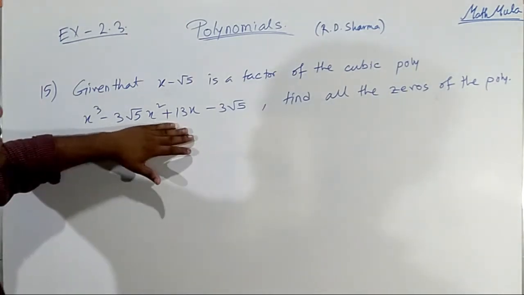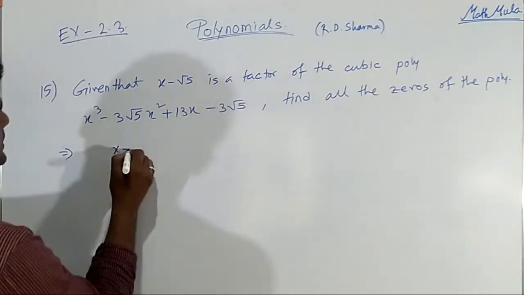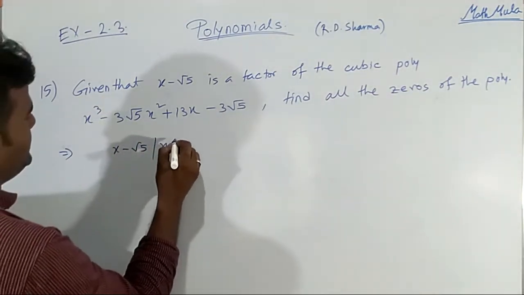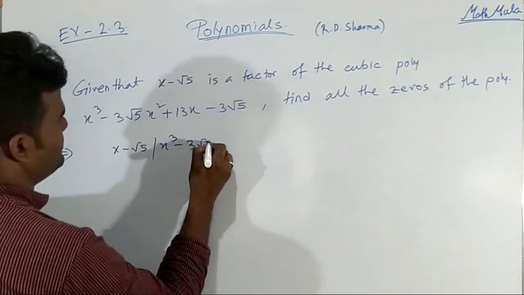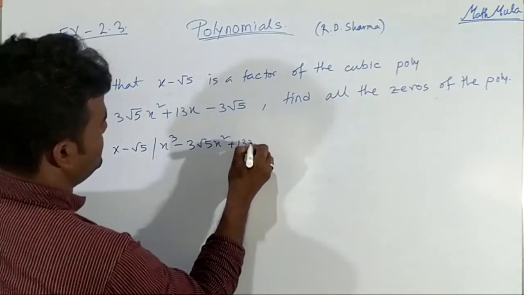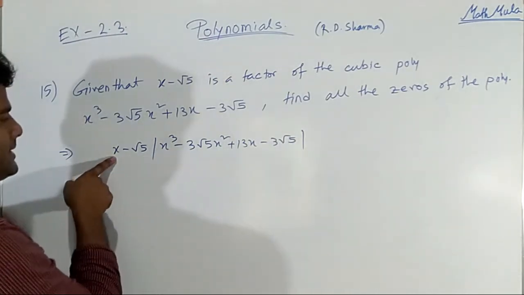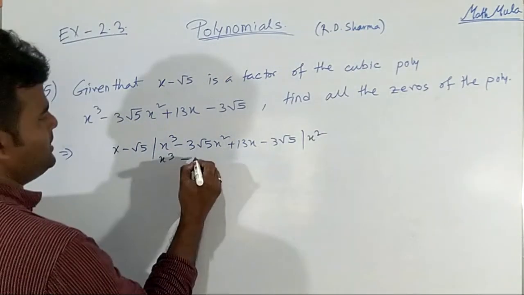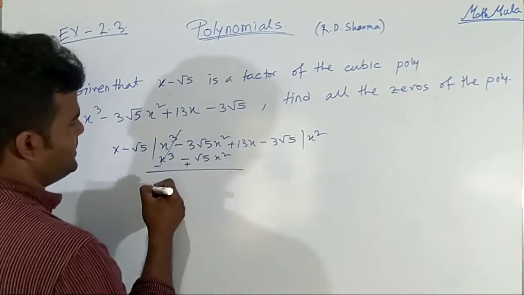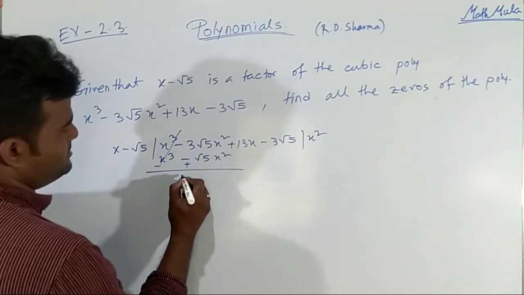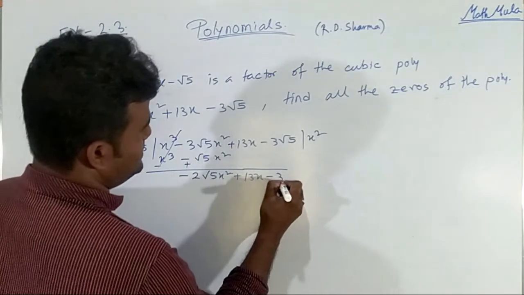First we divide this polynomial by the given divisor or given factor. Let's solve this sum. First we divide the given polynomial by x minus root 5. The given polynomial is x cube minus 3 root 5 x square plus 13x minus 3 root 5. First this is x cube and this is x, so we multiply by x square: x cube minus root 5 x square. This is minus, this is plus, so it will be cancelled, and minus minus 2 root 5 x square. Then plus 13x minus 3 root 5.